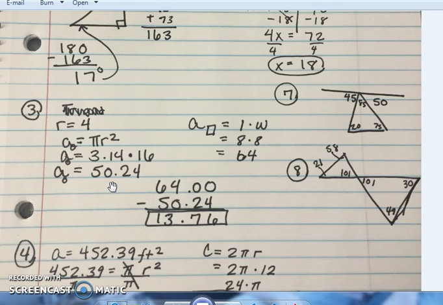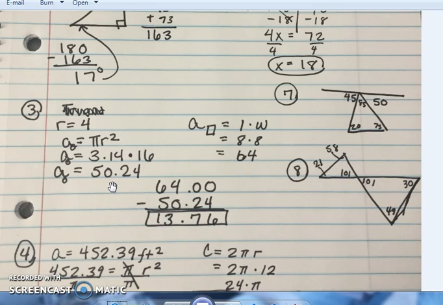So I'm going to find the area of a circle with a radius of 4. So my formula is A equals pi r squared. So 3.14 for pi times 16, and I would multiply by 16 because I have to do r squared, which would be 4 squared. I multiply those out, and I find that the area of the entire circle, or 2 semicircles, is 50.24 units squared.